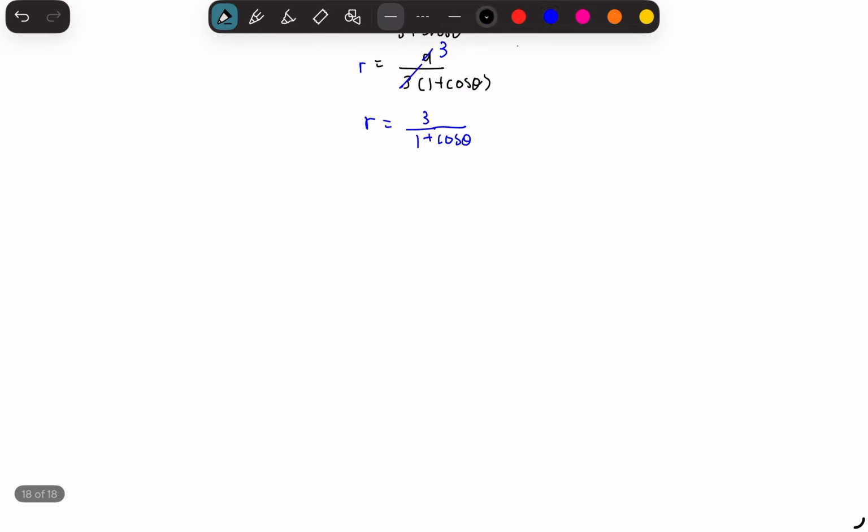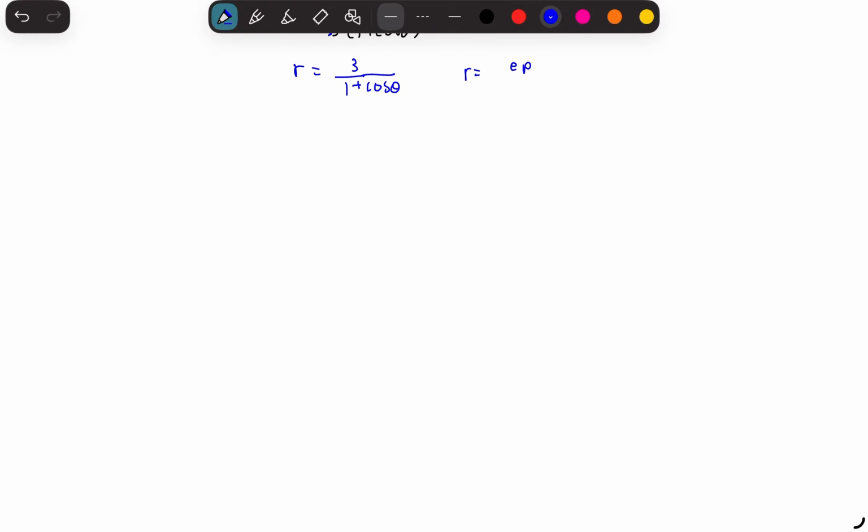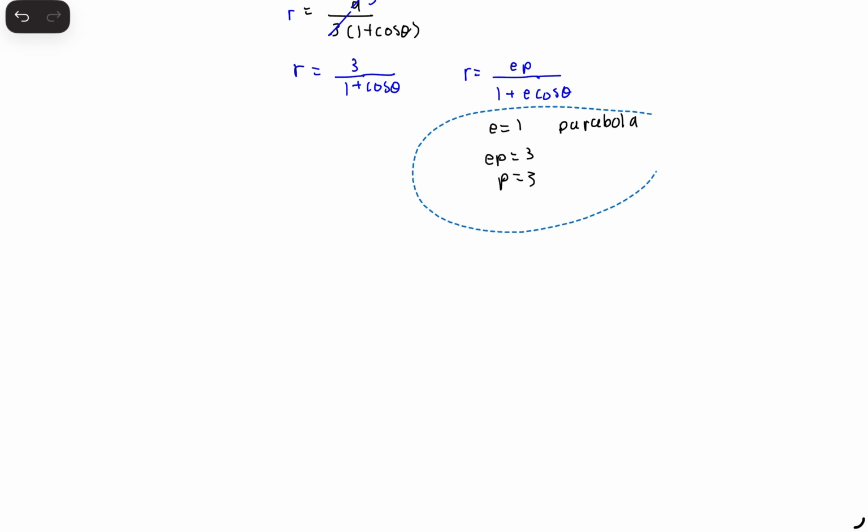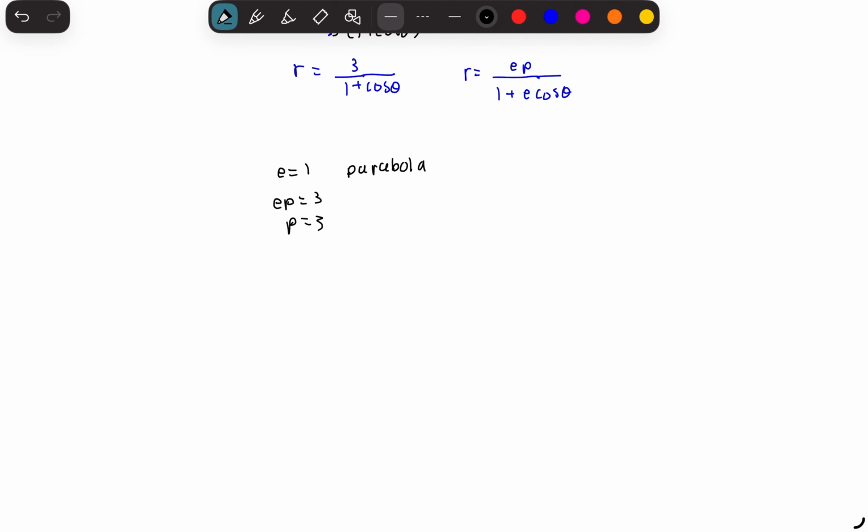Now, after this, we can see that this is similar to r is equal to ep over 1 plus e cosine of theta. So here you can see that e is equal to 1, ep is equal to 3, and p is equal to 3. So now we can see that if e is equal to 1, that means that you have a parabola. And because we have 1 plus e cosine of theta, that means that the directrix is going to be right of the pole.